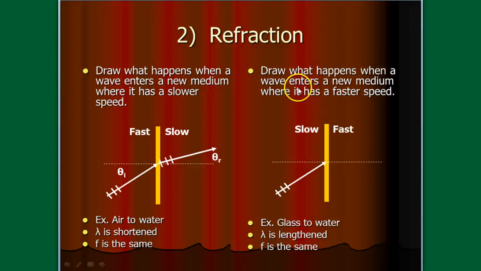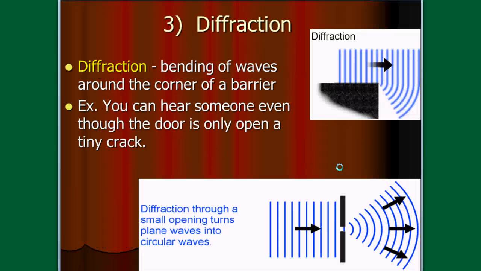But vice versa, what happens when a wave enters a new medium where it has a faster speed? So that's opposite. For instance, light waves going from glass to water or water back to air. Anything where it's speeding up, the light wave will bend away from the normal. So if it slows down, it will bend toward the normal. If it speeds up, it bends away from the normal. That's the reason why refraction happens. Refraction is the bending of waves when they cross a boundary layer. And this is the reason why the waves bend. And there's a lot of other things that happen when the waves bend, but refraction is the bending of light waves when they pass a boundary layer.